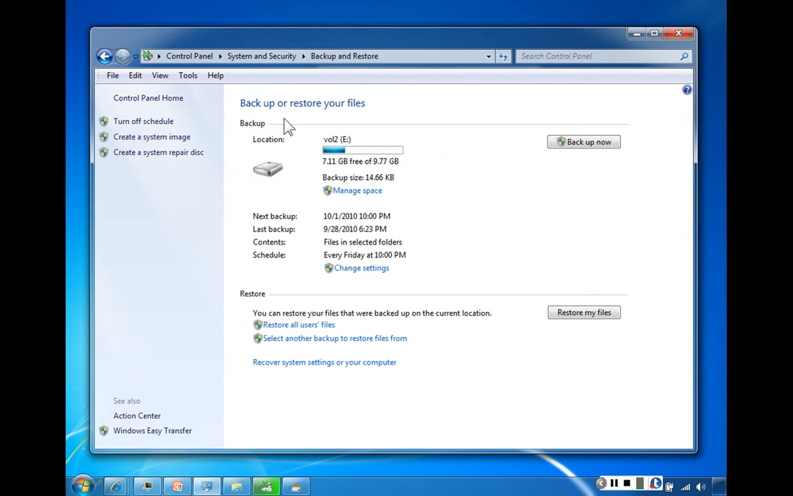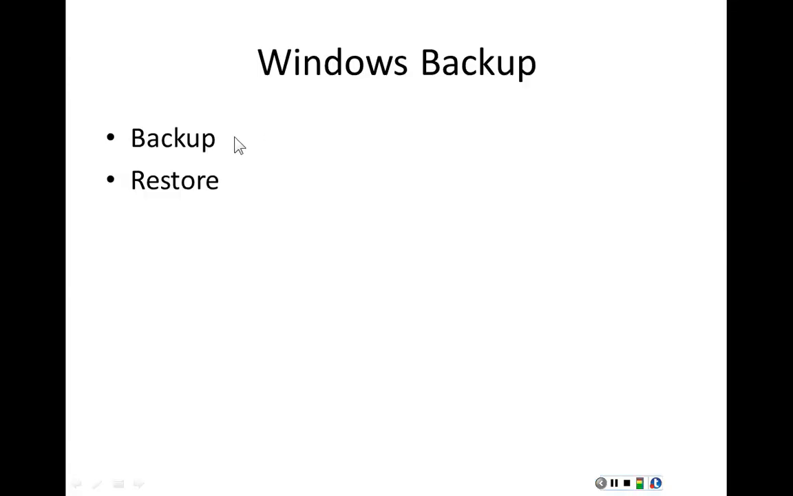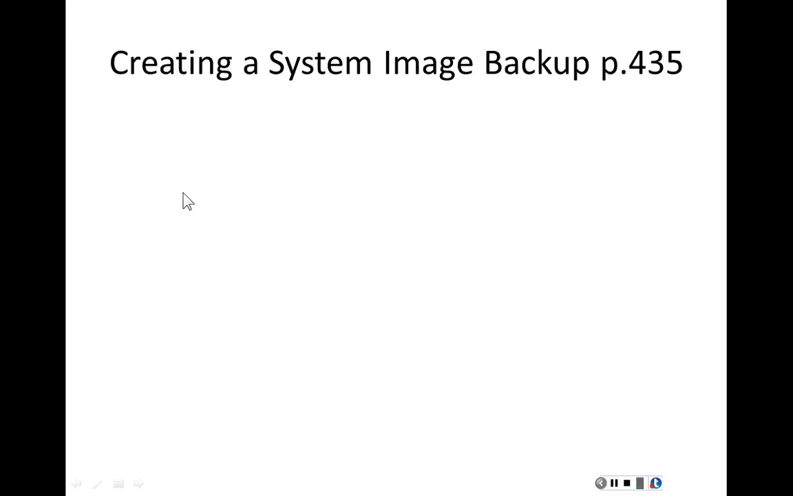And restoration is complete. So Windows Backup allows us to back up the operating system, to back up, most importantly, data files, and to perform a restore. Now let's look at page 435, creating a system image backup.